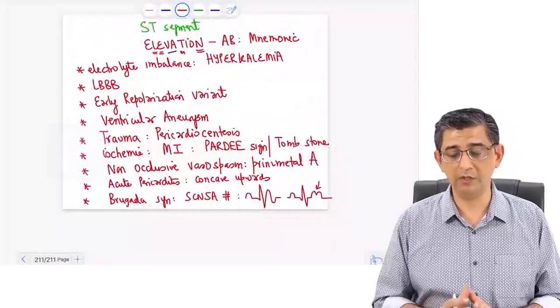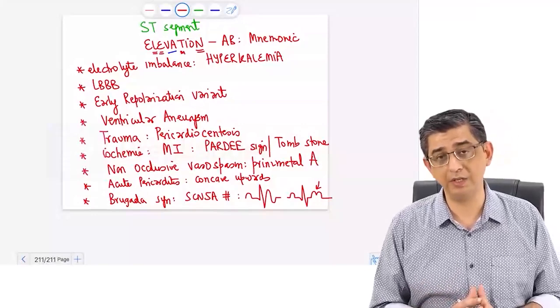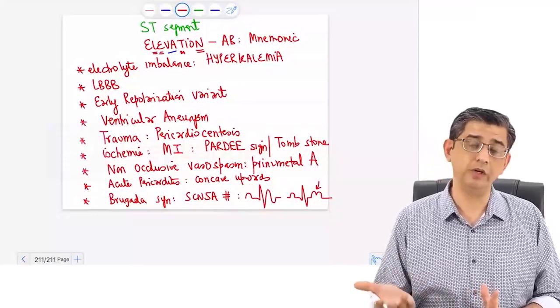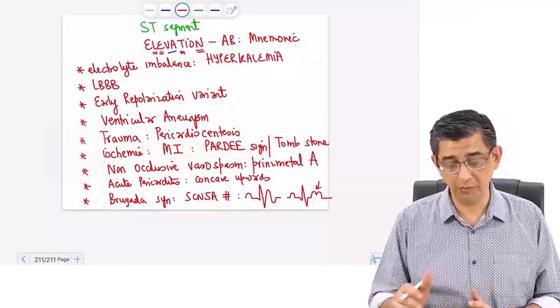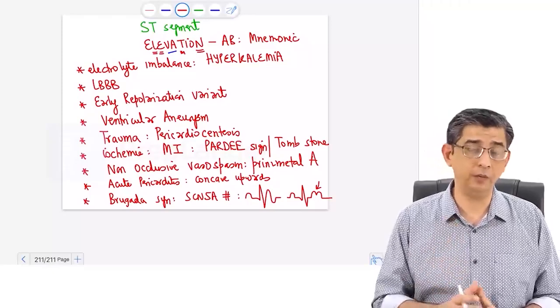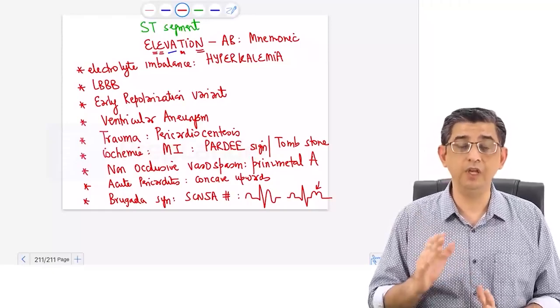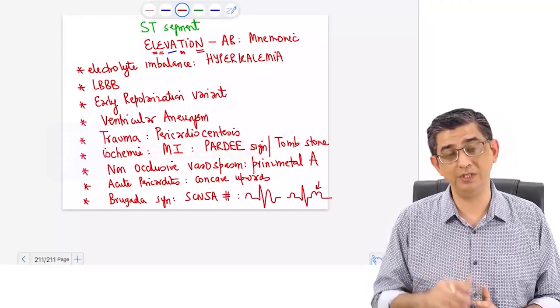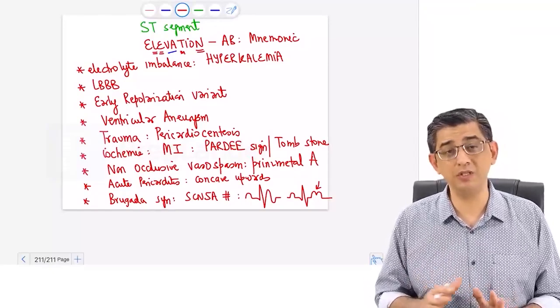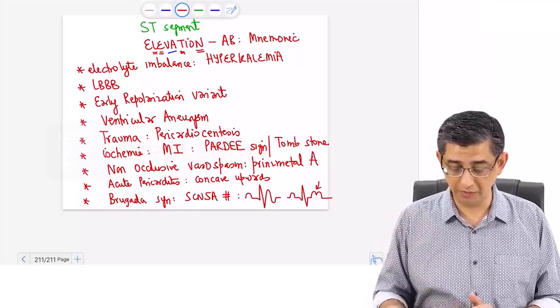So the mnemonic elevation AB is of paramount importance for one of the abnormalities of the ST segment. And obviously, along with the clinical history given in the question, you will be able to decipher any one of these. I repeat this once again: elevation, electrolyte imbalance, left bundle branch block. Try to remember here only while you're listening to me. VA would stand for ventricular aneurysm. The second E is inconsequential, physiological, so you can neglect that. Trauma, then ischemia, then Osborne wave.